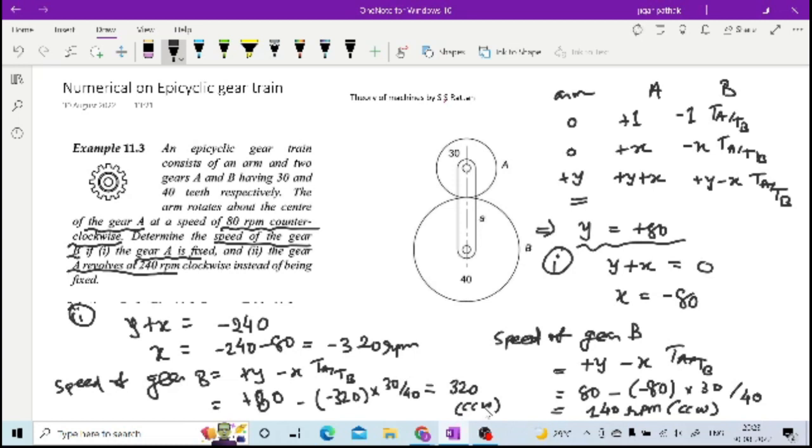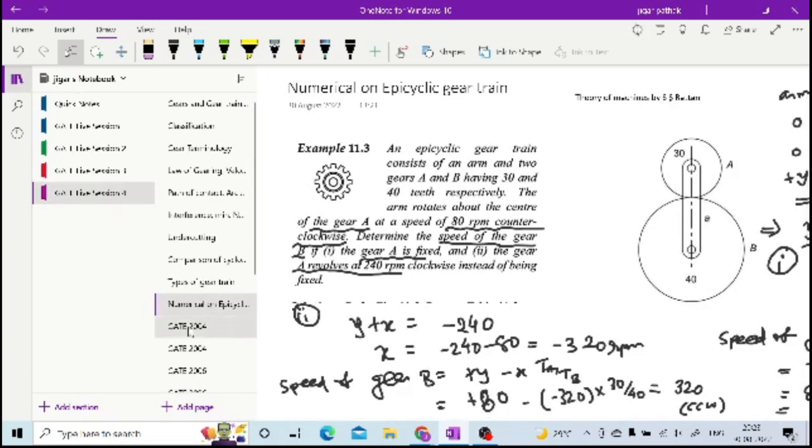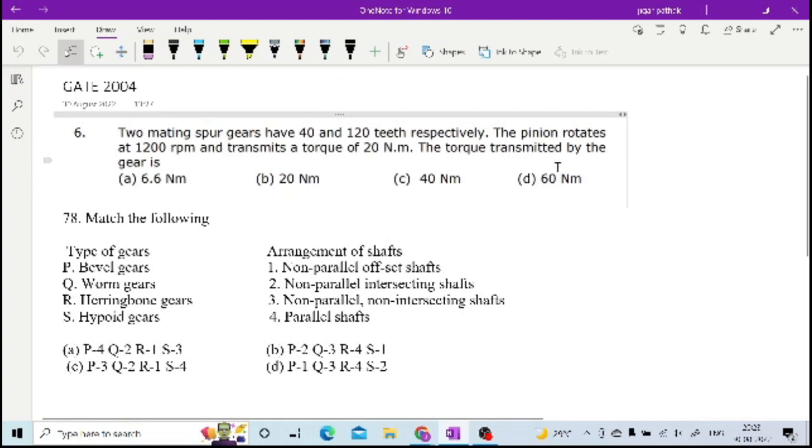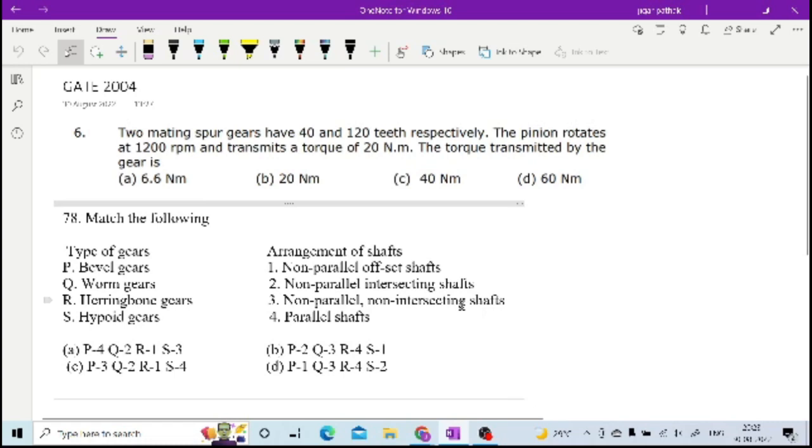So this is how you have these different gears and gear trains concepts. Once you are done with this, then you can start solving problems on this. Now this is the problem from GATE 2004. You can see on this particular screen, can you see the screen and question? Yeah, so can you try the first one?